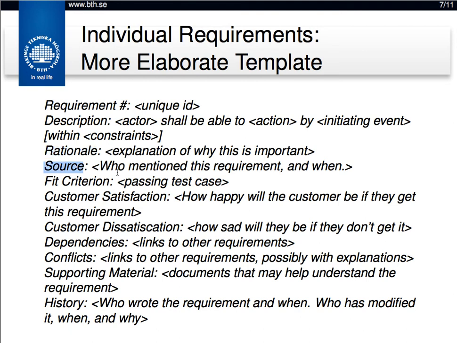And if this isn't enough, you have a source. Who mentioned this requirement? When did they mention this requirement? So if you don't understand the rationale, if you don't understand the requirement, or if you think you need more information about the constraints, for example, you need more information about the initiating event. Is this the only way I can do this, for example? You know whom to talk to. Where did we get this requirement?